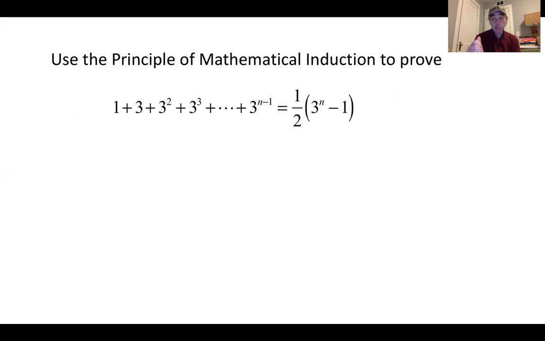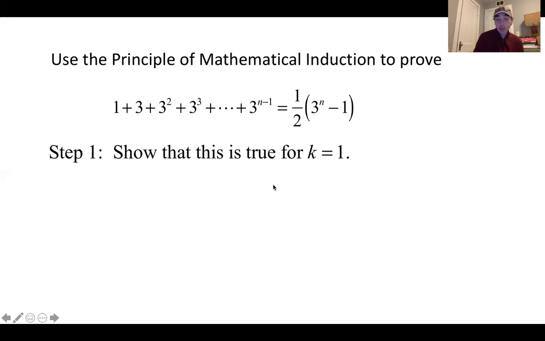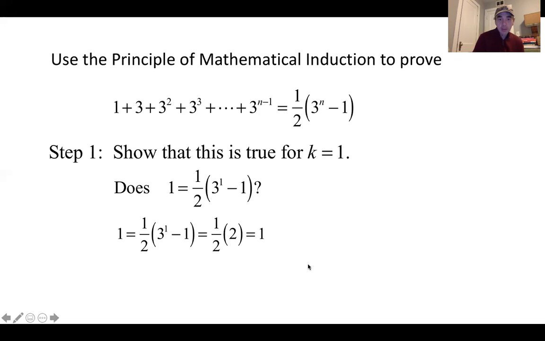Two steps I have to prove. First, show that it's true for 1, and then show if it's true for k, it's got to be true for k plus 1. So is it true for 1? Let's think about this. The first term, the first power of 3, 3 to the 0 is 1. So therefore, n is the first one. 3 to the 1 is 3. Minus 1 is 2. 1/2 of 2, also 1. Show it's true for 1. Again, does 1 equal 1/2 of (3 to the first minus 1)? Sure does. So this satisfies step 1.